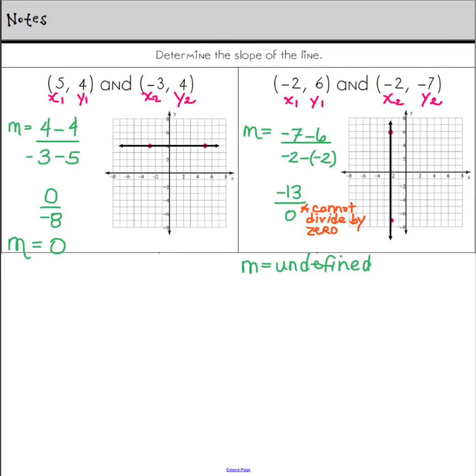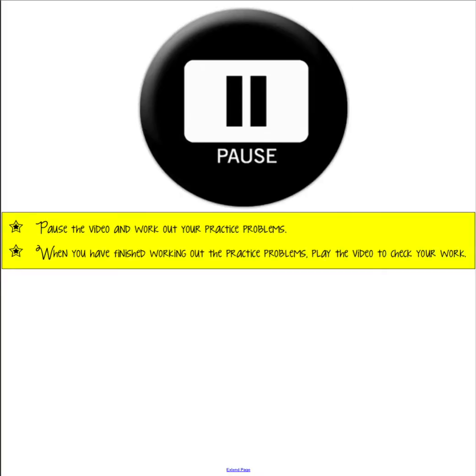So what I want you to do now is to pause the video and work out the remaining problems of slope. And then I will reveal the answers when you are finished with those. So pause the video, work those 6 remaining problems out, and then push play when you are finished with those, and I will tell you what those answers are.